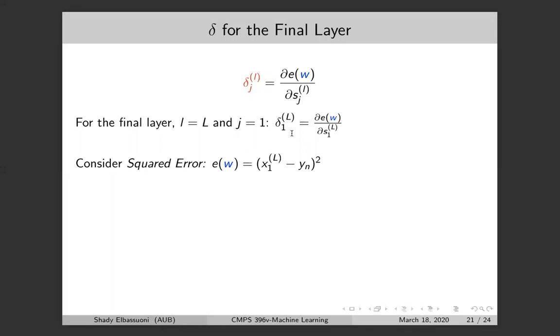So the error E(w) is equal to what? What is the prediction, which is x1 of L? Remember that's the activation of the final neuron, the output neuron. It's x1 of capital L minus yn, the actual label, all squared. That's the overall error of the current weights. Okay, so we're going to differentiate this with respect to S1 of L. What is x1 of L? It's theta of S1 of L.